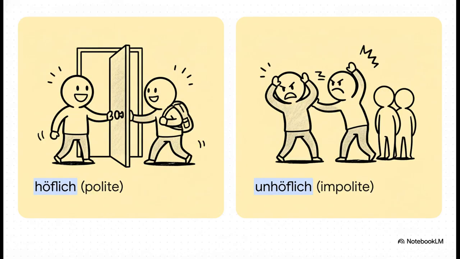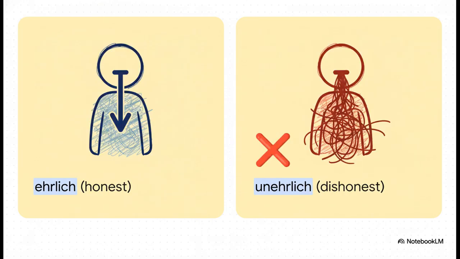What about their manners? A person can be höflich, which is polite, or unhöflich, which is impolite or rude. You can probably see the pattern here with that un prefix that creates the opposite meaning. How about integrity? You can describe someone as ehrlich, honest. And hey, there's that same prefix again. The opposite is unehrlich. It's a similar pattern for loyalty, where you have treu for loyal and untreu for disloyal.